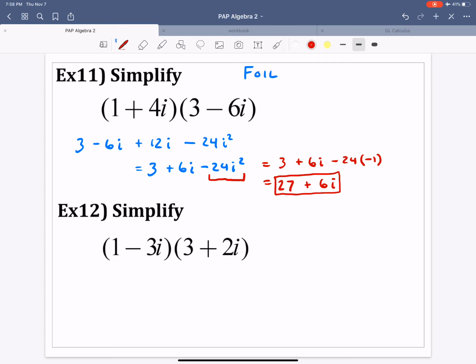So not super complicated. I think it's pretty straightforward. You're just FOILing like normal. Okay, Example 12 is literally the same kind of deal as 11. I would pause the video now and try that and see what you get.